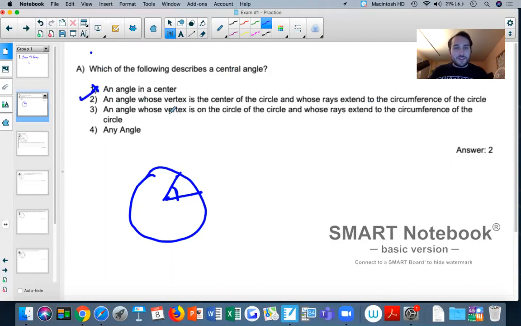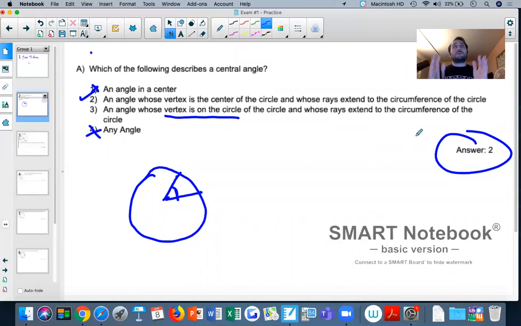An angle whose vertex is on the circle, that's an inscribed angle. Any angle, that's just silly. Answer 2. The definition: central angle, the vertex of the angle is the center of the circle, and the rays of the angle extend to the circumference of the circle.